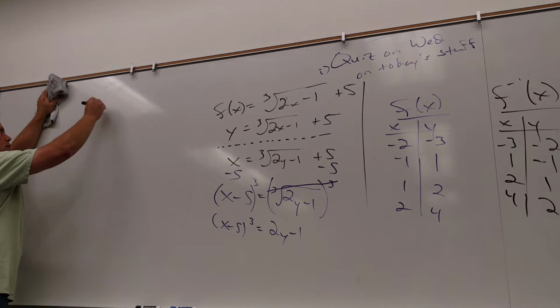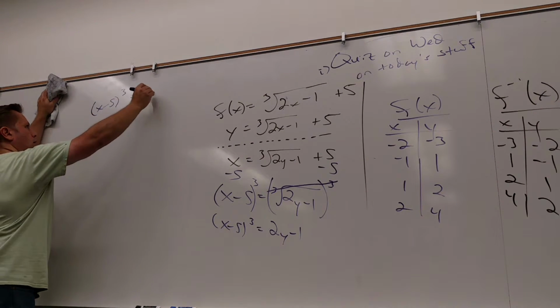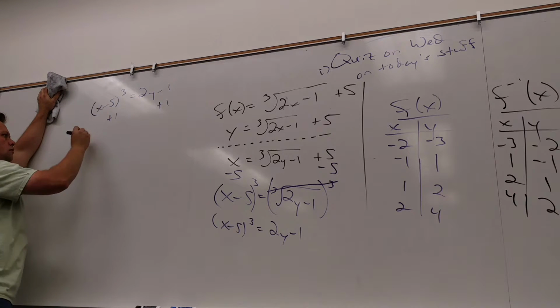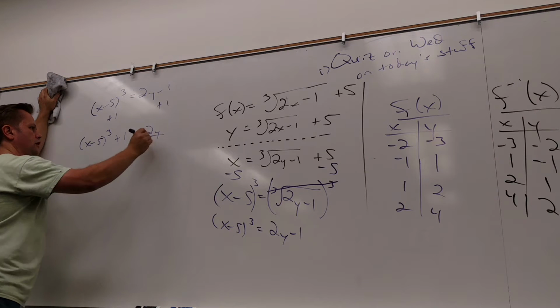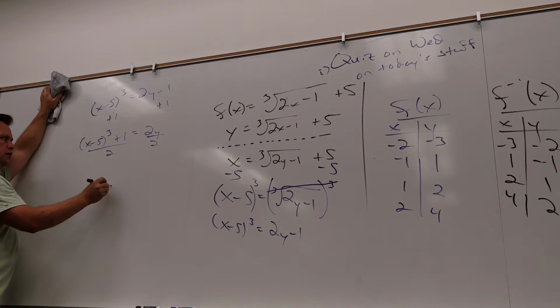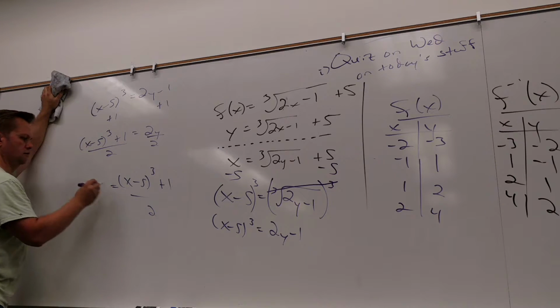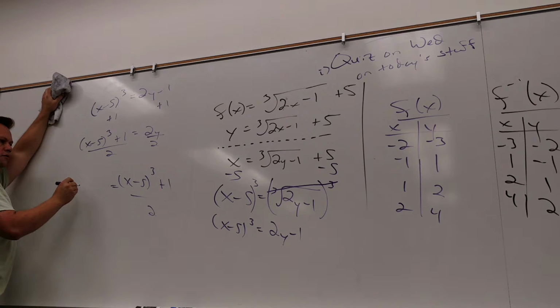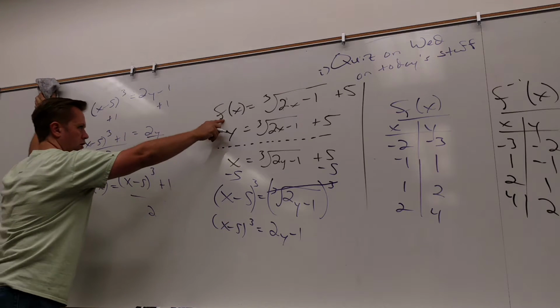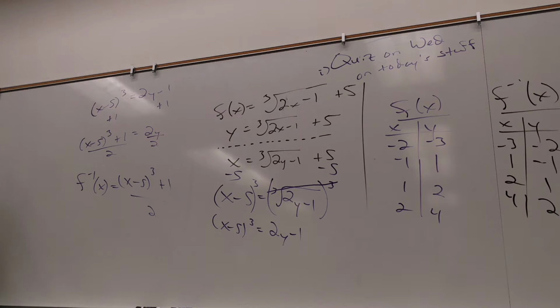Yeah, so I'm here. Good, add 1. And then divide by 2. So I get, what's equal to this then? Good, F inverse. So that would have been G, this would have been G inverse.